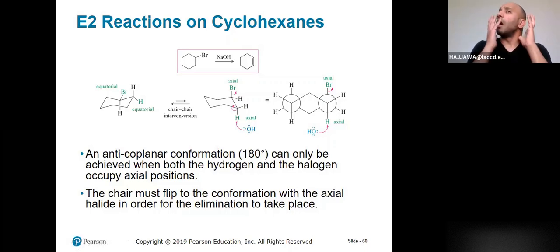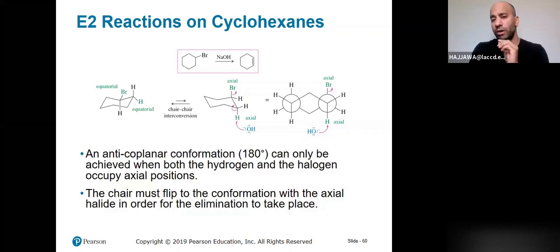So somebody might say, okay, well, but this is the less stable chair conformation. Yes, it is the less stable chair conformation. However, that's the more favored orientation in which you have the hydrogen and the leaving group in the axial position, anti-coplanar orientation. And that will be the one that's going to go through elimination, not the one where the halide is in the equatorial position.